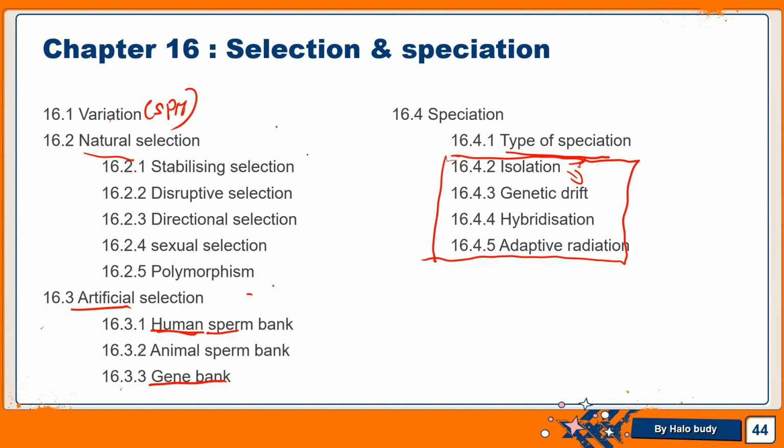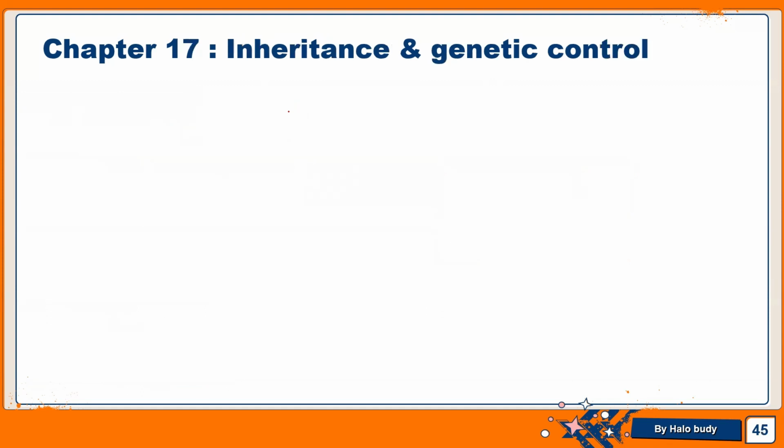Okay, so this chapter is finished, and I have already talked about all the ecology chapters. Next, I will proceed to the genetic themes chapters. So chapter 17 is the first topic of genetic themes. It is inheritance and genetic control. And you have to know this is the longest chapter, because it has 8 topics. Wow. You have to know 8 topics.